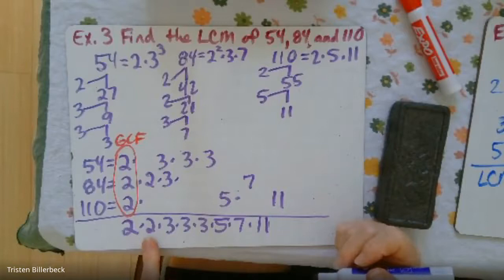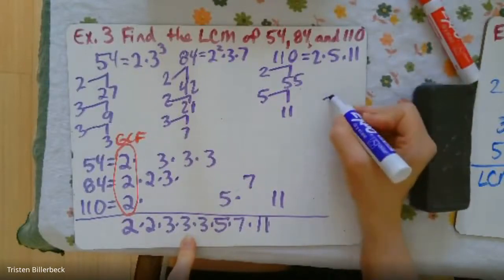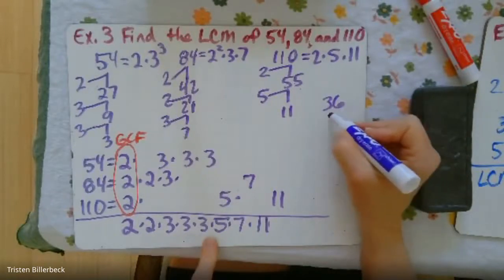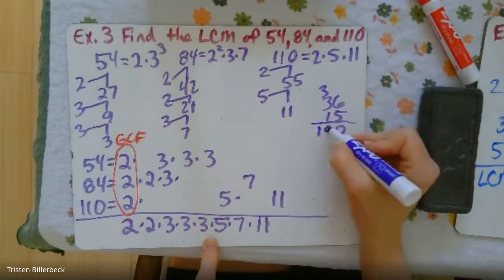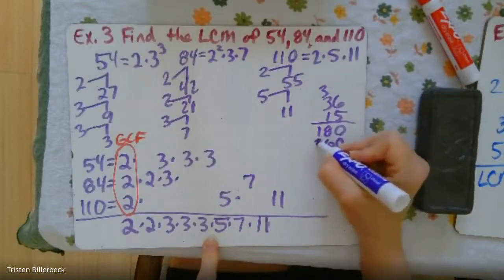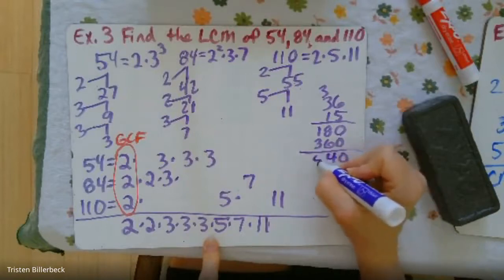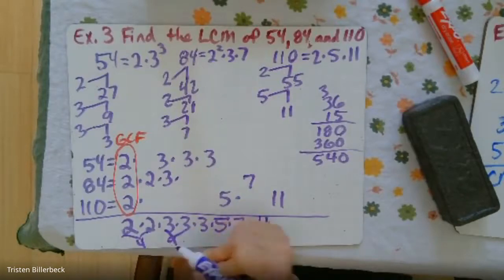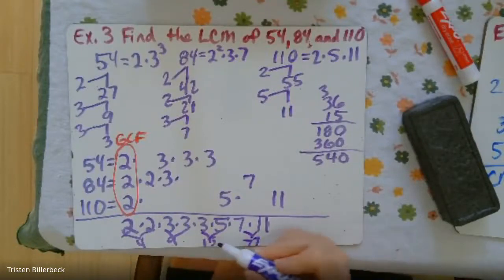So 2 times 2 is 4. 4 times 3 is 12. 12 times 3 is 36. And 36 times 3, let's do that one quickly. Actually, let's do 36 times 15. Okay, so we have 30, and then that's 18. Keep a space there, and we have that. So we have 0. That's 14, 540. So we did this, we did this, and we did this. Now let's multiply by 77.